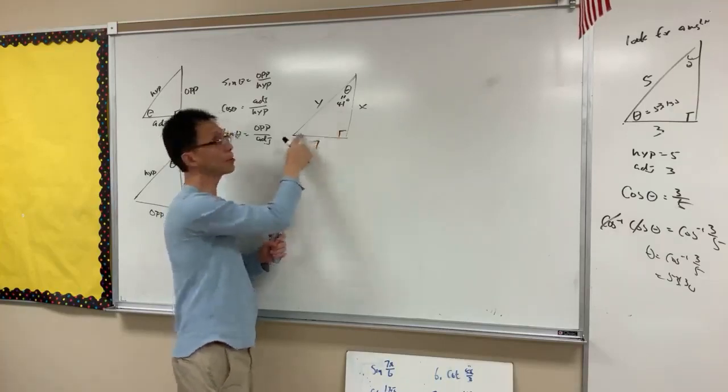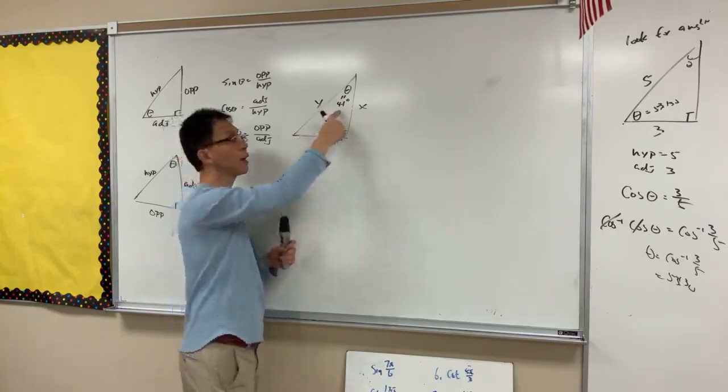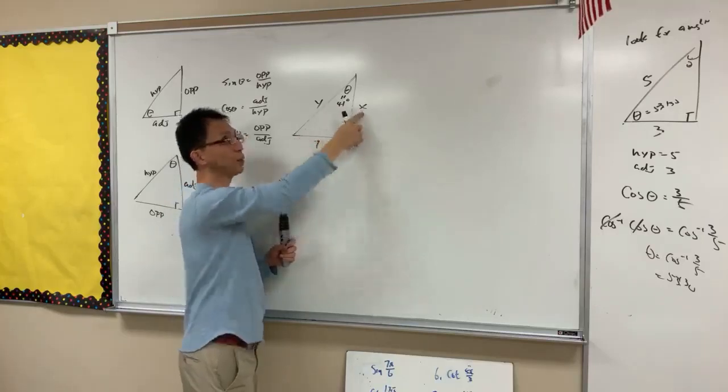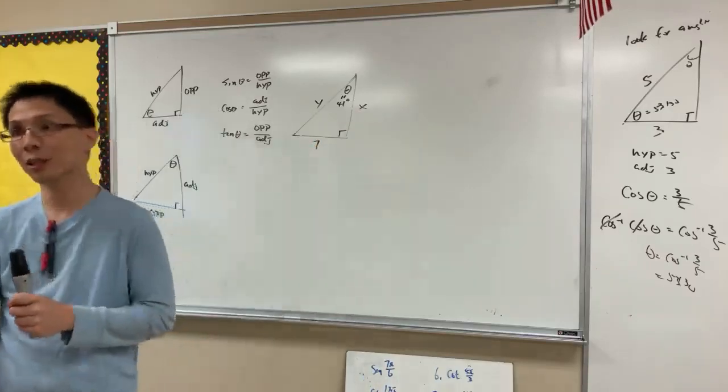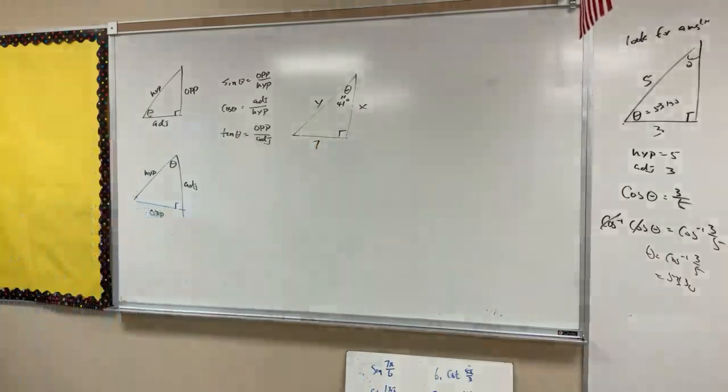You can find out this way. Now this is opposite, and if you want to find out, this one's adjacent, right? So which trig function uses opposite and adjacent? Try that way and see what you get. It's 41, so 41 degrees over there.